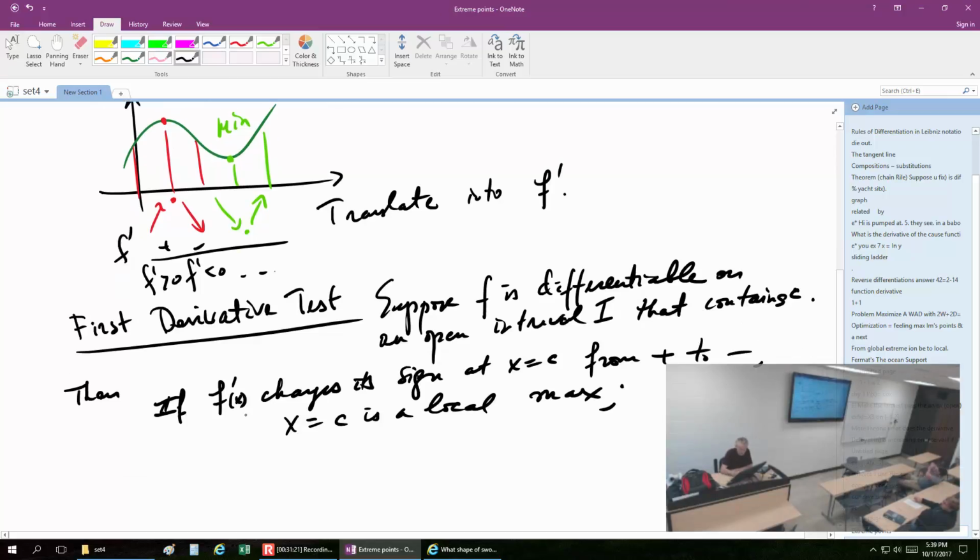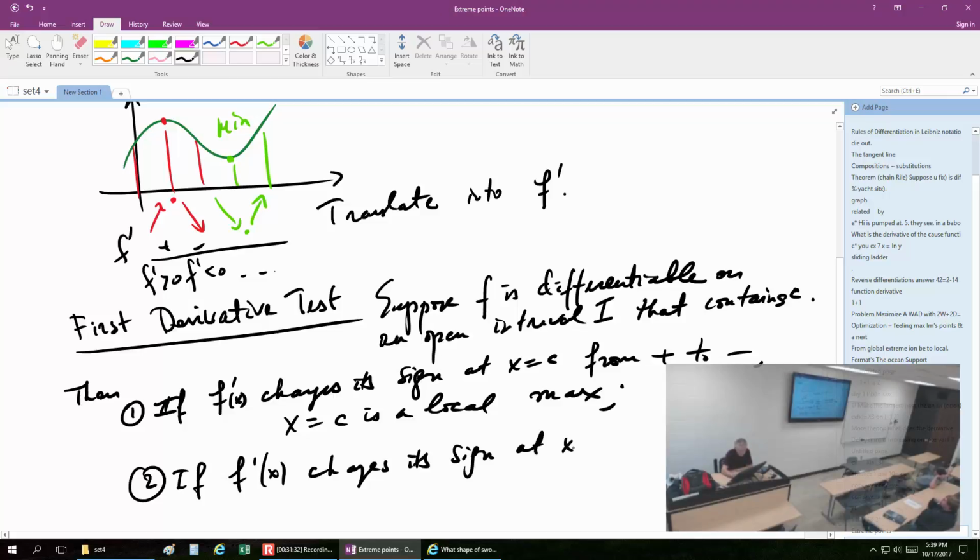And then secondly, if f prime changes its sign at x equals c, once again progressing from left to right, and then something is happening here from minus to plus, then x equals c is a local minimum.